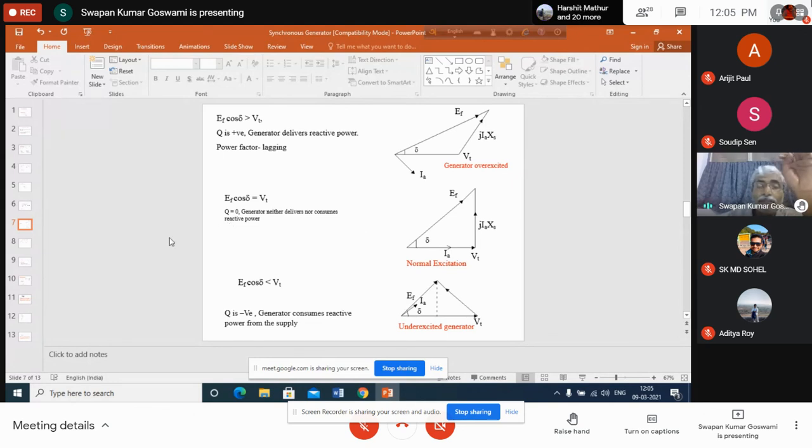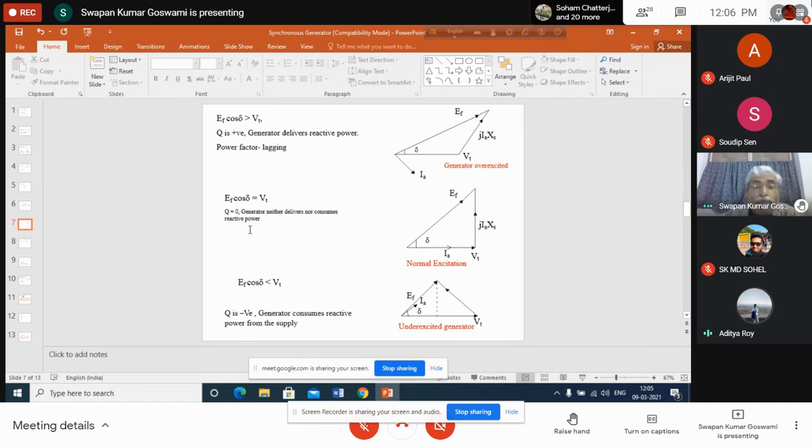Now, consider this situation. EF cosine delta is just equal to Vt. What happens in this case? EF cosine delta minus Vt becomes 0, which means reactive power becomes 0. That means the generator neither delivers nor consumes reactive power. It will deliver active power, but it will not deliver or consume reactive power. It is simply delivering active power. What is the power factor of the generator in this case? Obviously it is operating at unity power factor.